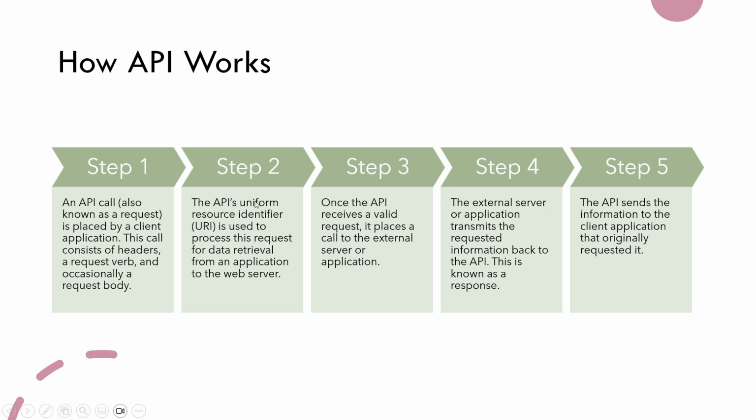Step 2: the API uniform resource identifier, that's what URI means, is used to process this request for data retrieval from an application to the web server. Once the API receives a valid request, the API will use the URL or endpoint to place the request. The backend API will receive this request, do all the validation, and then place it to where it's supposed to be. The external server or application transmits the requested information back to the API. So the front-end API will call the backend API and the backend API will now respond. That's basically what I've put out here.